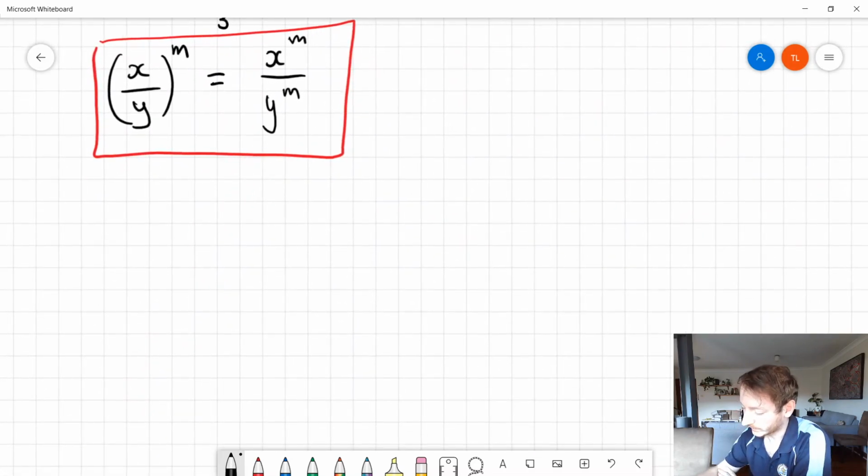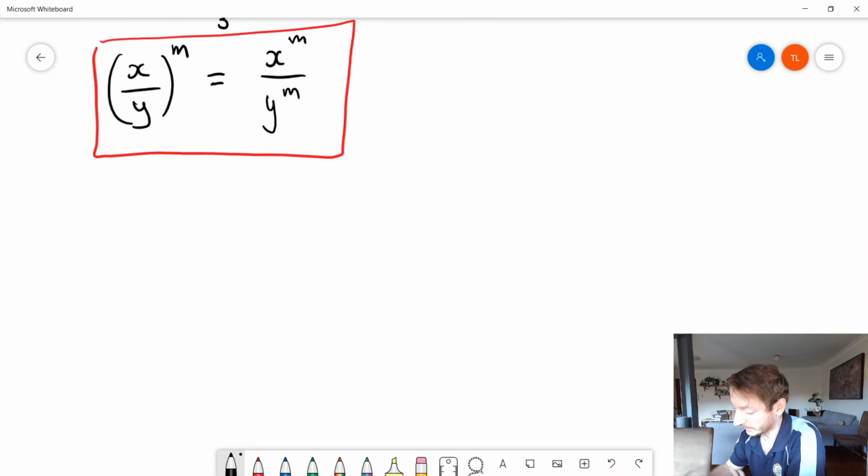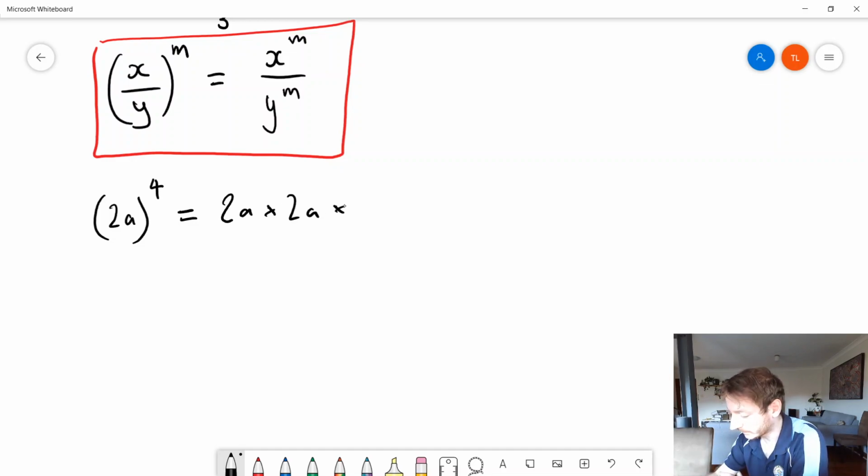Alright, next one and final one for today. Another easy lesson. Let's say I've got 2a to the power of 4. In expanded form, 2a times 2a times 2a times 2a. Now, when there's no symbol in here, we know that that means multiply, but I'm going to write it out.